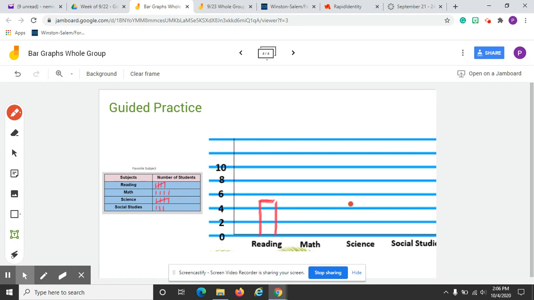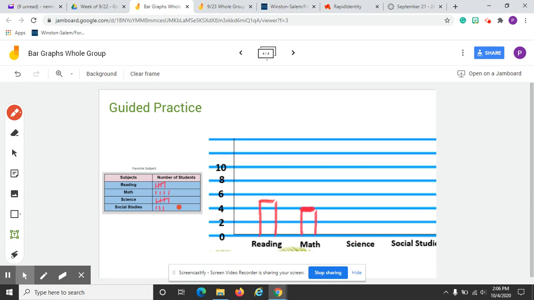There you go. Now how about for math? There are 4 students who like math as their favorite subject. So I have to look for 4 in my scale. It's here. Put a mark across it or on top of math, and then create the bar.